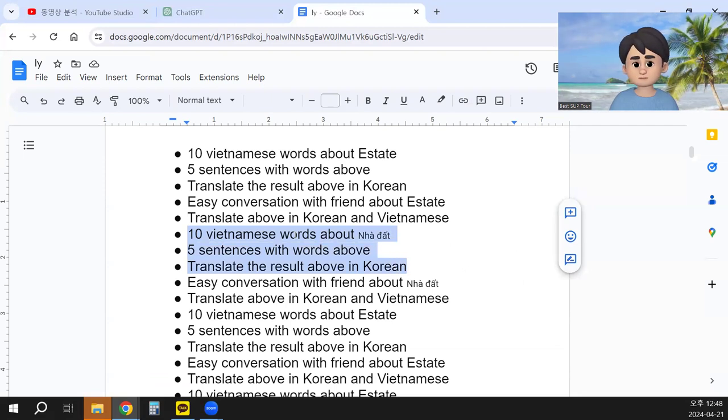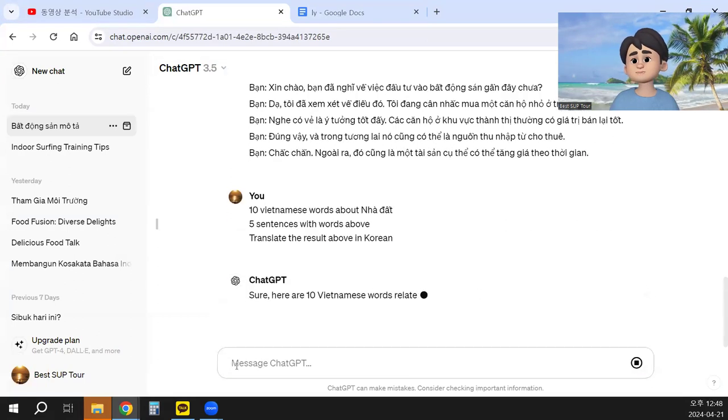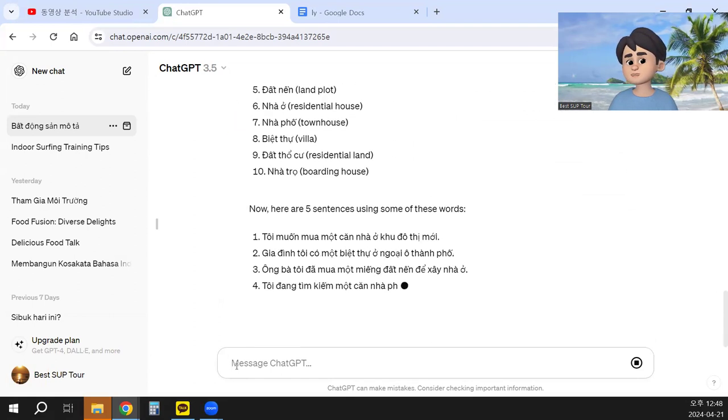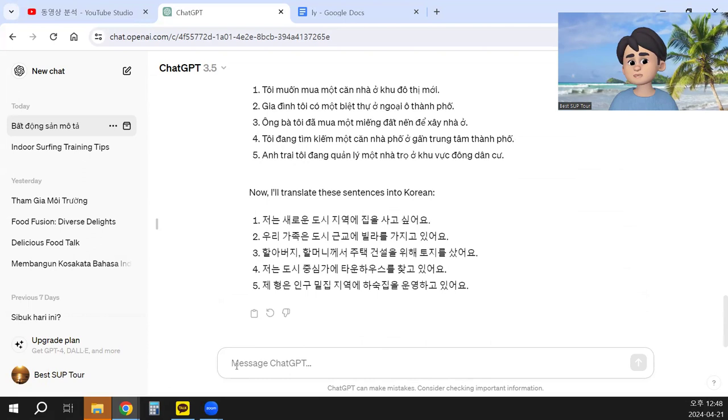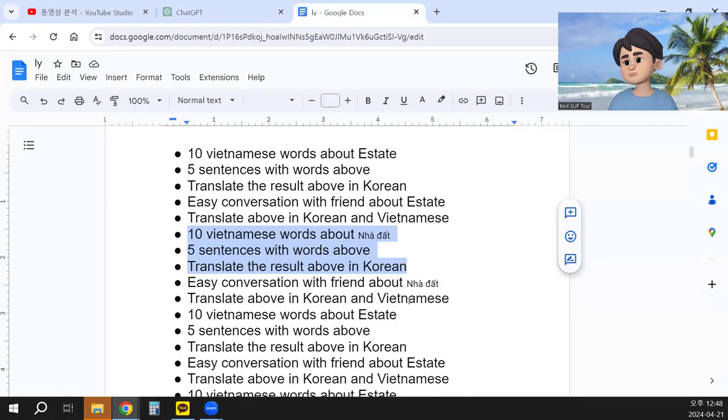I can get words here again, 10 words. I can choose here the five sentences and then translate them by language exchange. So here are 10 words. Some are duplicated, but and then also, this one, residential house, is the third topic, third step.